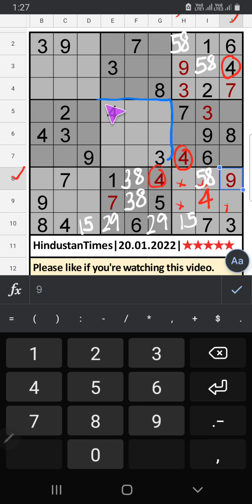In this grid, we have 4. So 4 can't come in these cells. Third row, we have 4. So 4 can't come in this cell. Then 4 is confirmed here. 5th row and 6th row and 3rd row, we have 9. So 9 can't come in these cells. The 9 is confirmed here.